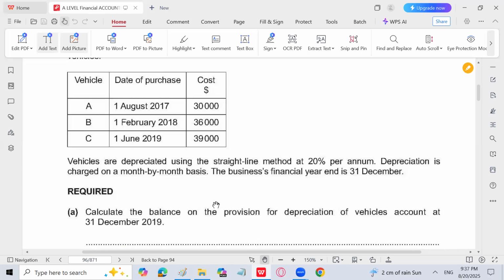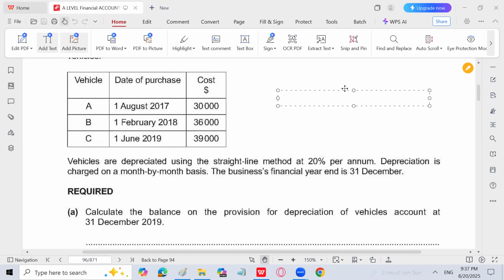We used to charge depreciation on the cost of the asset. So let's calculate that. The 30,000 asset is purchased on 1st August, but remember this, in 2017 it is used from August to December. So in 17, we should calculate depreciation for 5 months: August, September, October, November, December. But in 18, it is going to be used for the whole year. In 19, again, it is going to be used for the whole year.